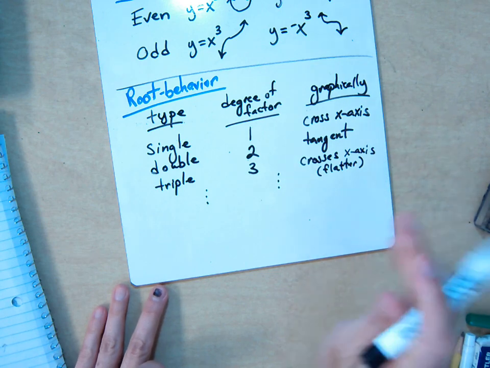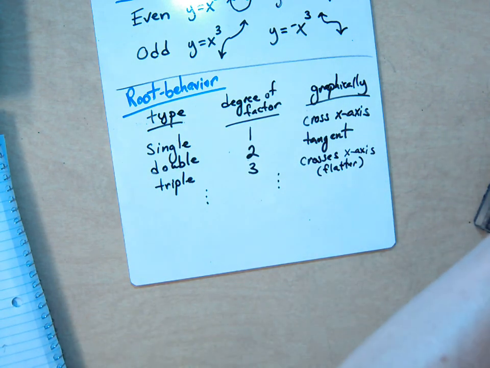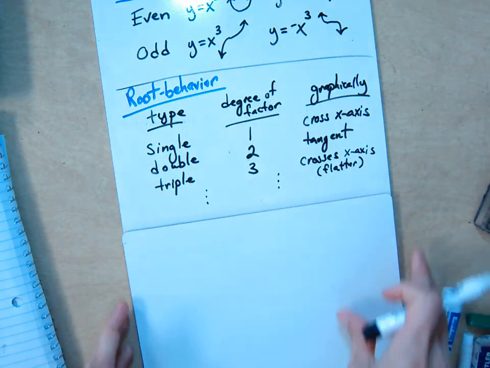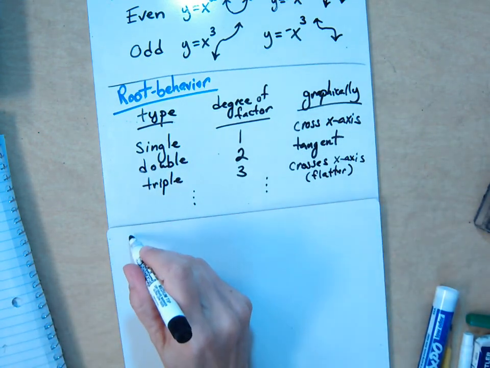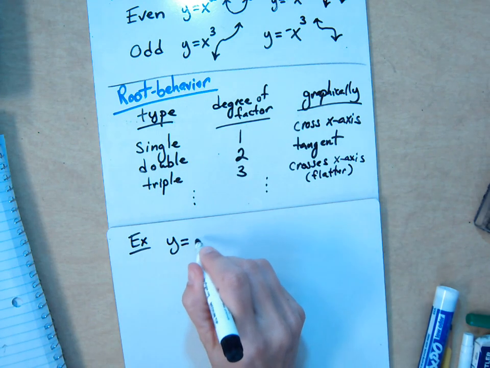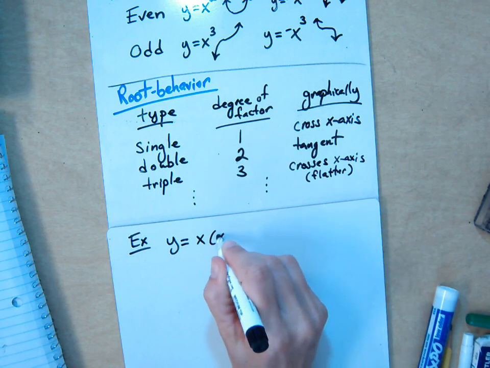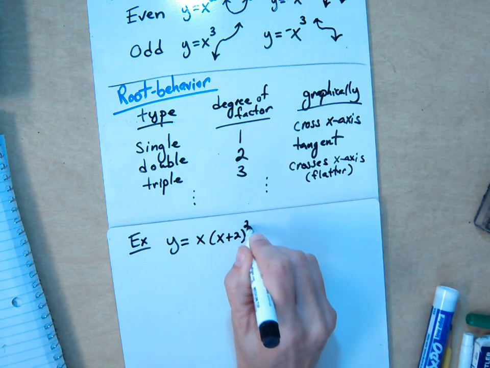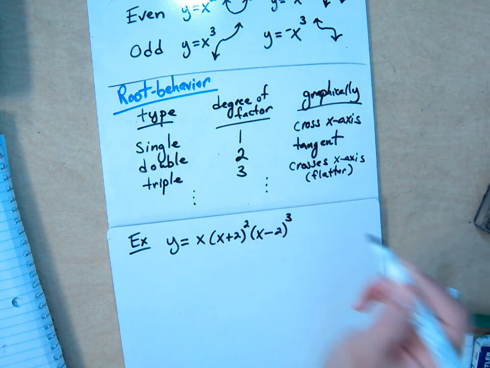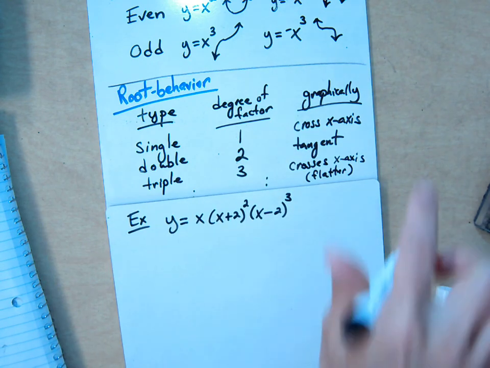So keeping all this in mind, let's do 2 complete examples of sketching these. And again, there's no calculator here. So for example, let's try y equals x times (x plus 2) squared times (x minus 2) cubed. Okay, so this is our example.